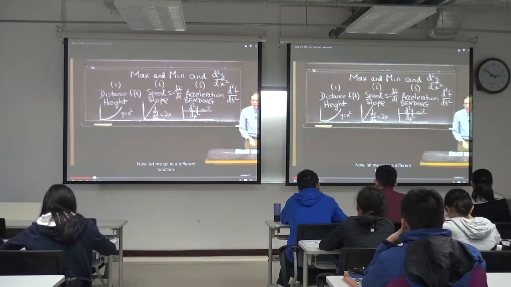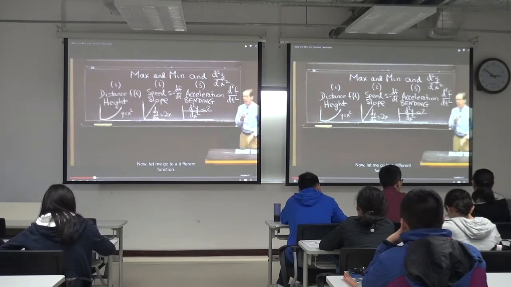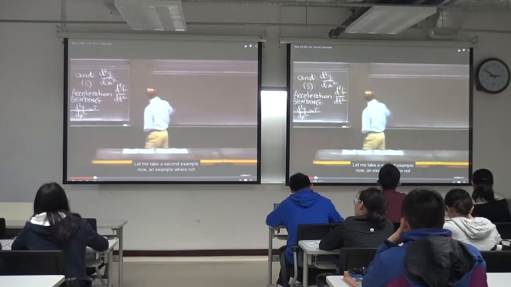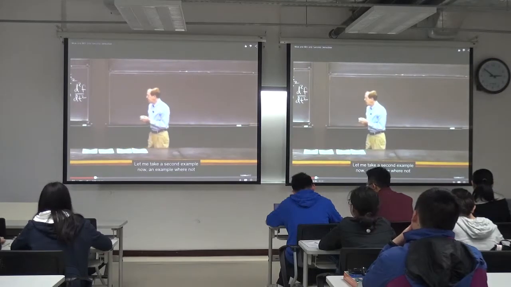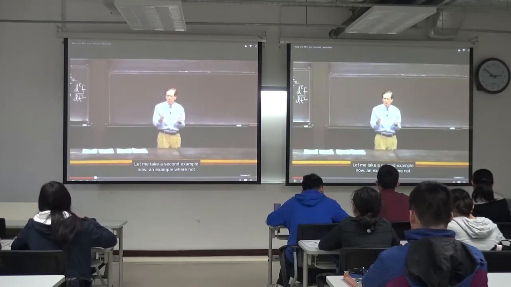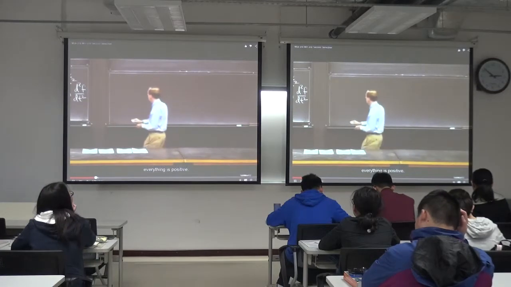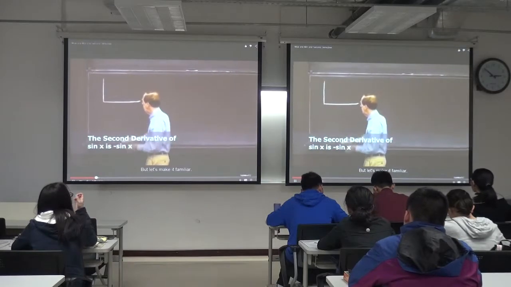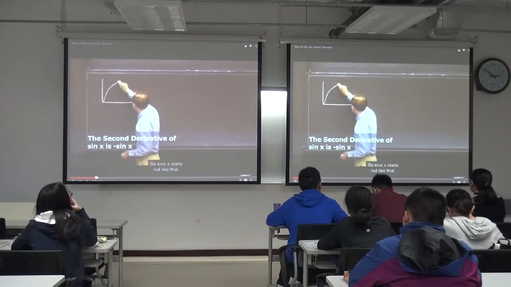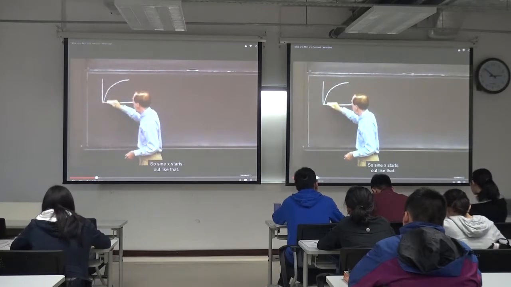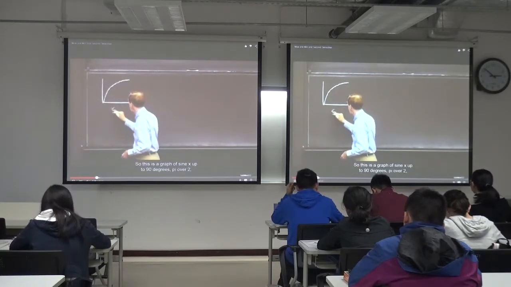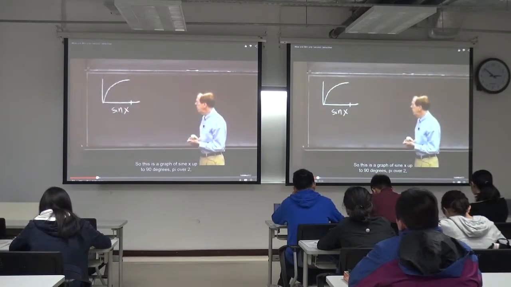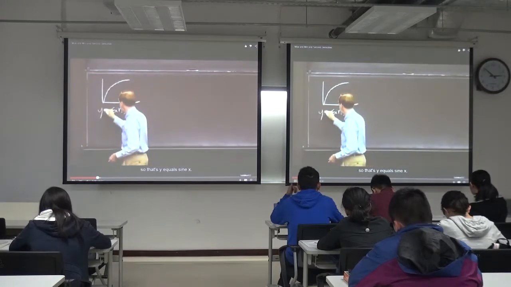Now, let me go to a different function. Let me take a second example now, an example where not everything is positive. So I'll take sine x. So sine x starts out like that. This is a graph of sine x up to 90 degrees, pi over 2. So that's y equals sine x.